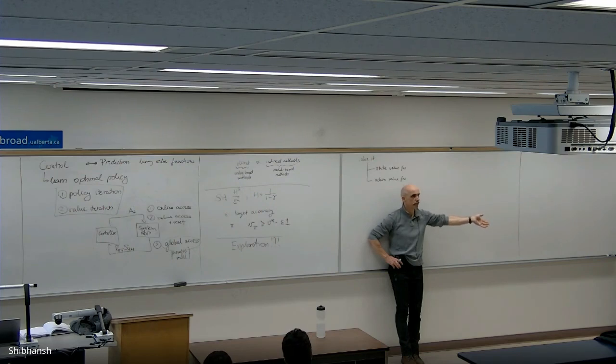We need to get a, what? Policy. That's right. In a control problem, we want to get a policy. How do we get a policy given such a function? What's the plan?